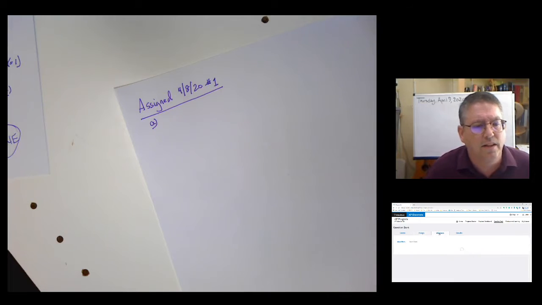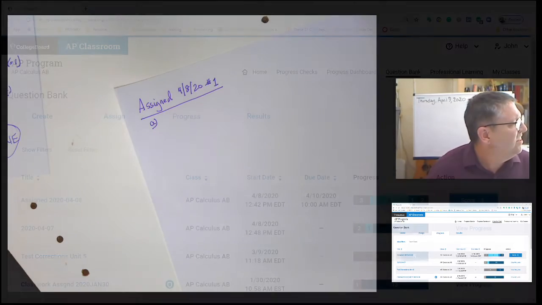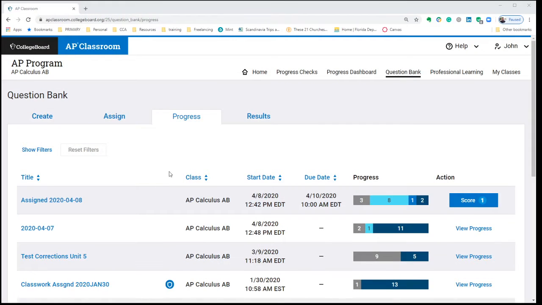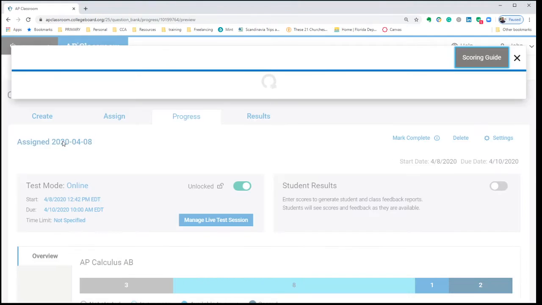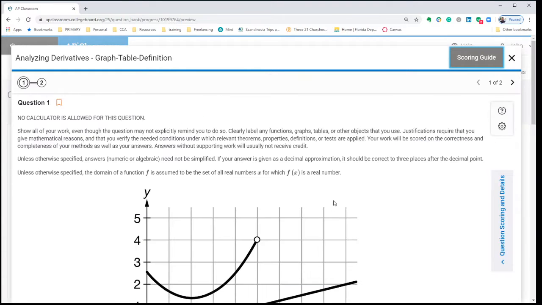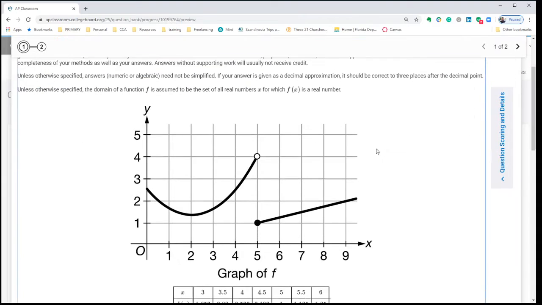And we'll go like this. I'm going to do that. And then we're going to go over and find the one assigned on April 8th, and pull it up and take a look at it. So, no calculator. You'll be able to use a 4-function calculator on the AP exam. You just won't be able to use a whiz-bang wonder calculator.